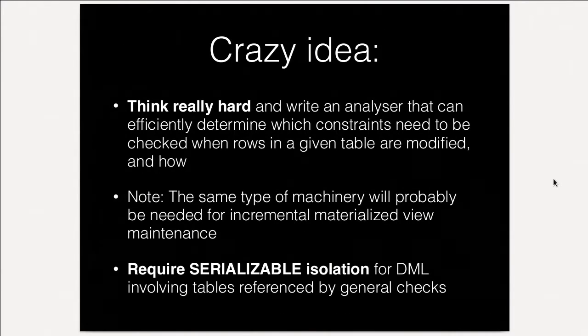Okay, so here's the crazy idea. We could think really hard and make an analyzer that can efficiently figure out which constraints need to be checked. Now, that's difficult, and I haven't got time to explain why, but it could be done. And note that the same kind of analysis is going to be needed for materialized views if we get to doing incremental materialized view maintenance.